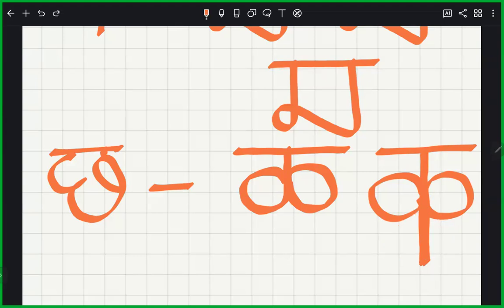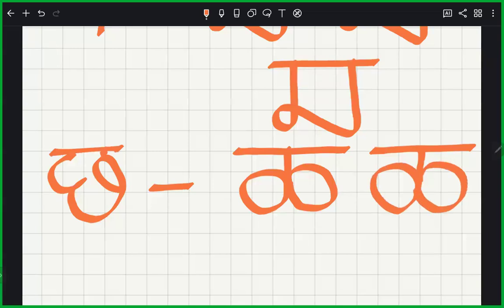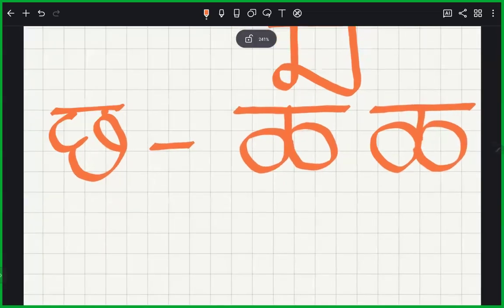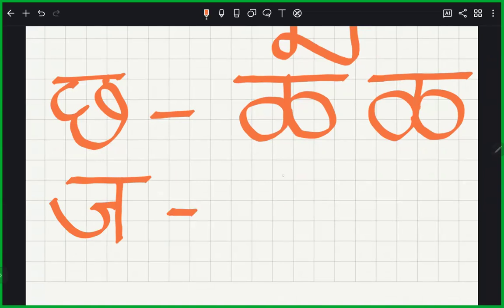Okay. So I'll draw this Chha again for you. Shirorekha, a vertical stroke, two loops. This is how Chha looks like. Okay. Now we are moving to another letter, which is again something similar to what we did previously. Now this is Ja.